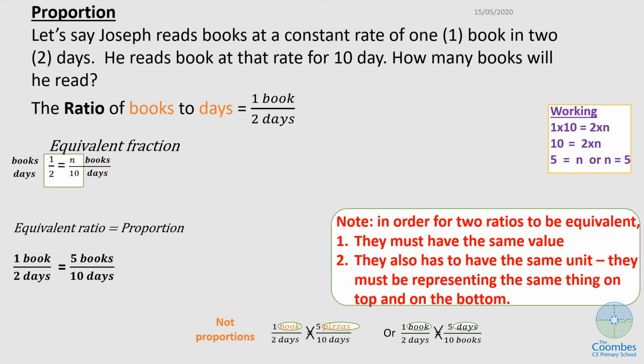Now if I write books at the top, days at the bottom, it's not the same as writing 5 pizzas and 10 days. So this is not a proportion. Or if I say 1 book in 2 days and 5 days in 10 books, it's not a proportion. So they must have the same unit, top and bottom.